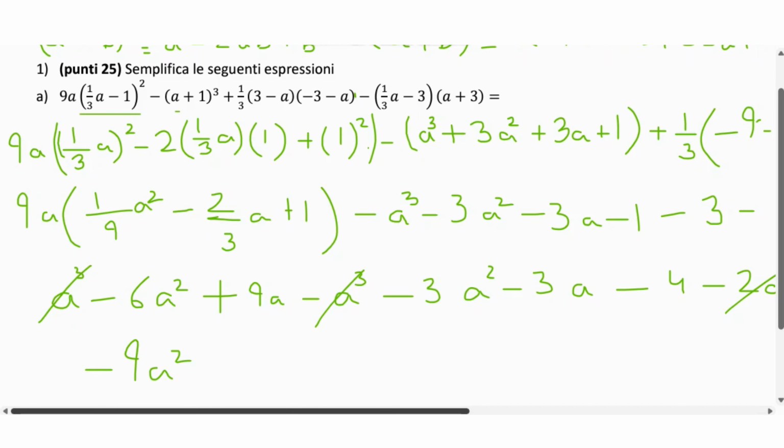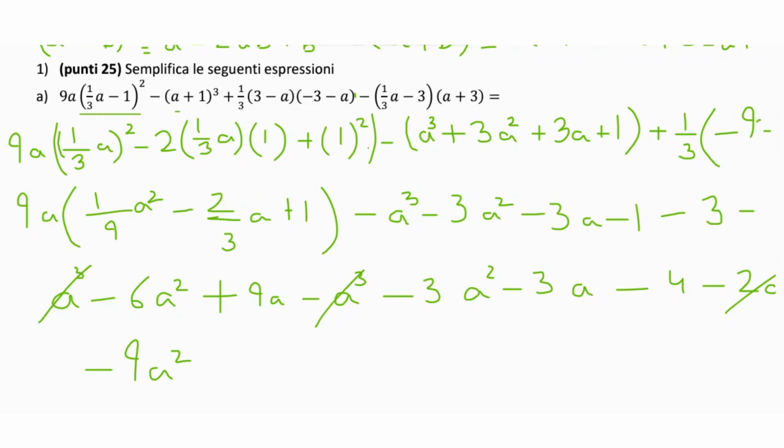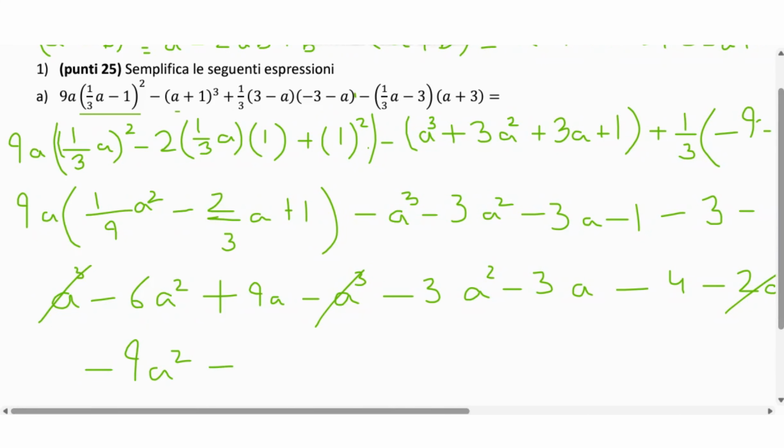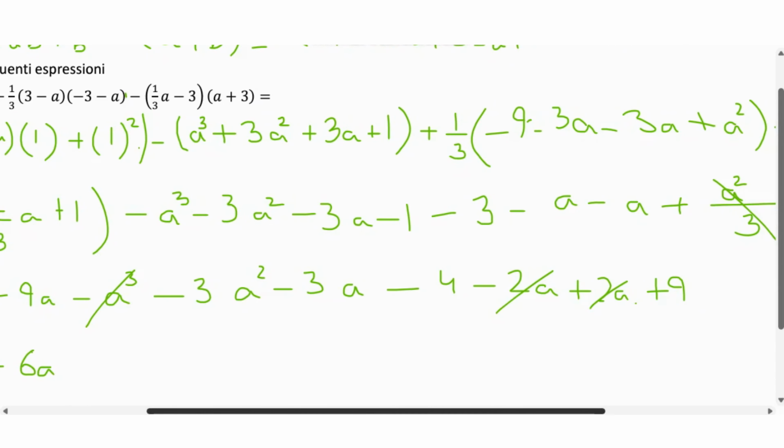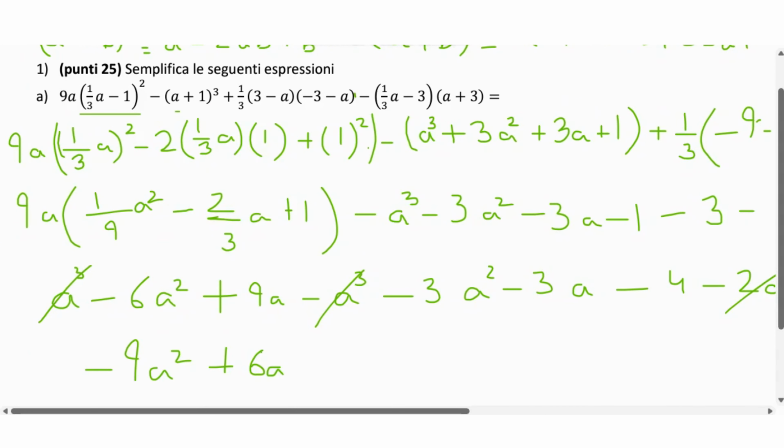9a minus 3a. We have any other a? No. So 9 minus 3 is plus 6a. Minus 4 plus 9 is plus 5. So this is what we end up with.